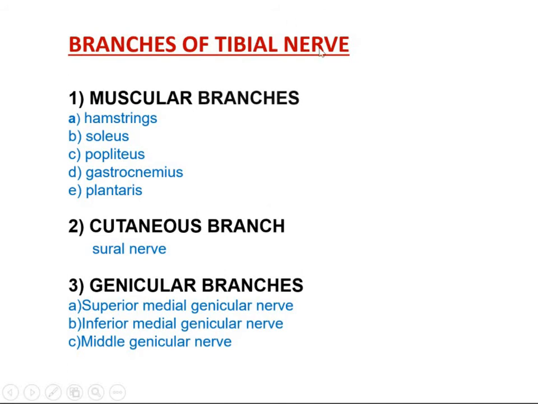Then the branches of tibial nerve. We have the muscular branches that are given to the hamstrings, the soleus, popliteus, gastrocnemius, and the plantaris muscle. Cutaneous branch which is given is your sural nerve, and then we have the genicular branches, that is to the knee joint: superior medial genicular nerve, inferior medial genicular nerve, and the middle genicular nerve. These are the three genicular branches, one cutaneous branch, and the 5 muscular branches.